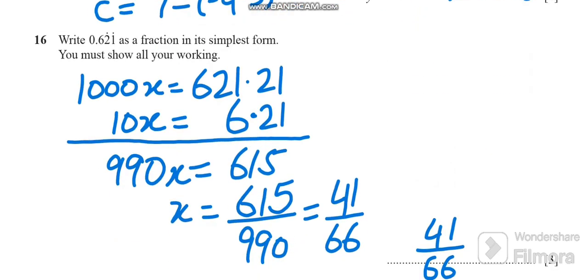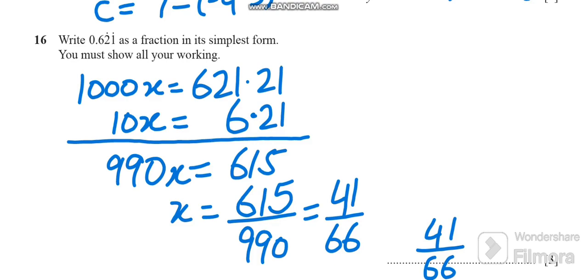Question 16 states write 0.621 with a dot above the 2 and 1, meaning that 2 and 1 are recurring numbers. It will be repeating multiple times. Write it as a fraction in its simplest form. We must show all our work.